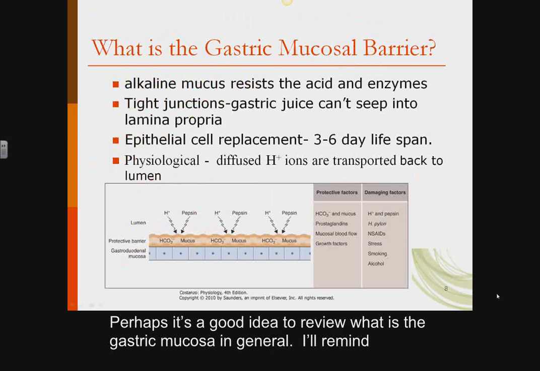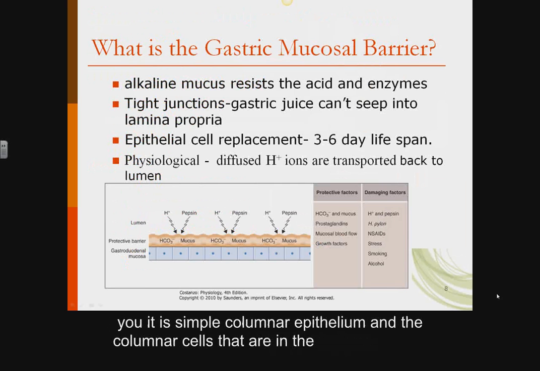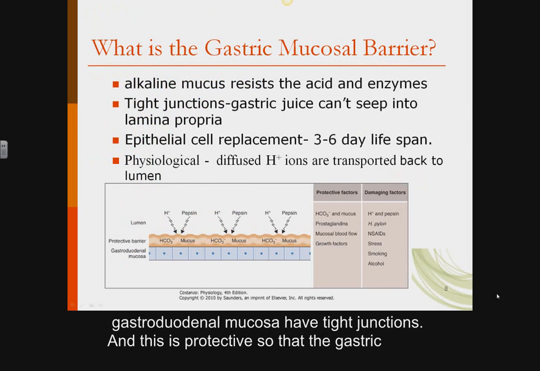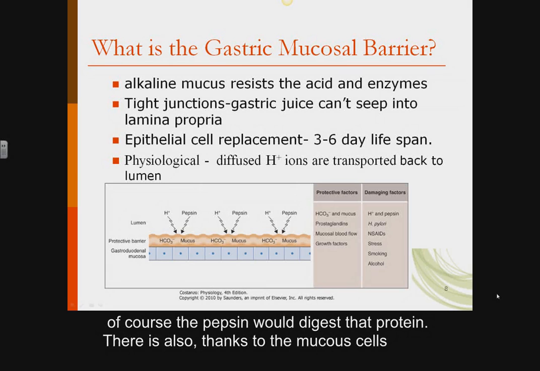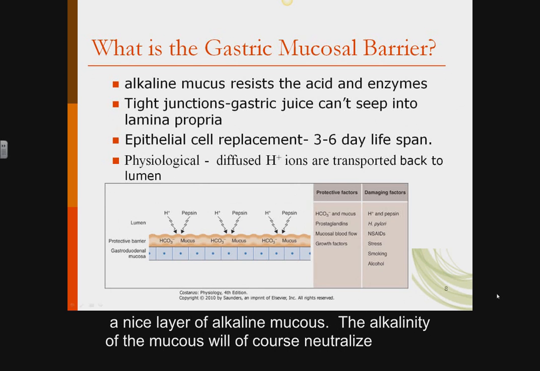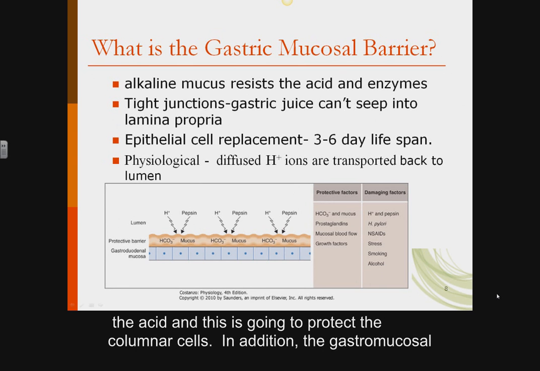Perhaps it is a good idea to review what the gastric mucosa is in general. I'll remind you it is simple columnar epithelium, and the columnar cells in the gastroduodenal mucosa have tight junctions. And this is protective so that the gastric juice can't seep backwards towards the lamina propria, which is a sheet of protein, and of course the pepsin would digest that protein. There is also, thanks to the mucus cells, a nice layer of alkaline mucus. The alkalinity of the mucus will of course neutralize the acid, and this is going to protect the columnar cells.